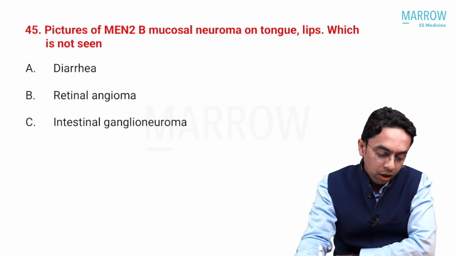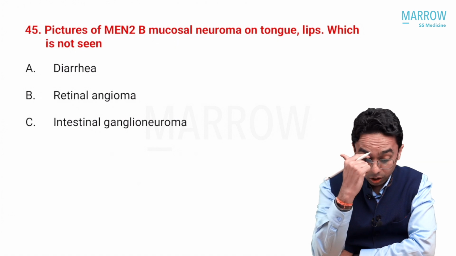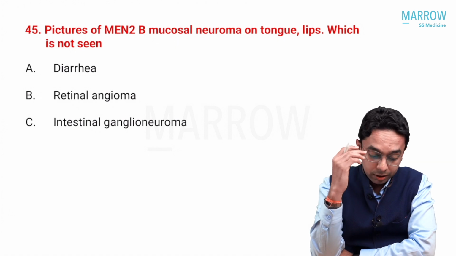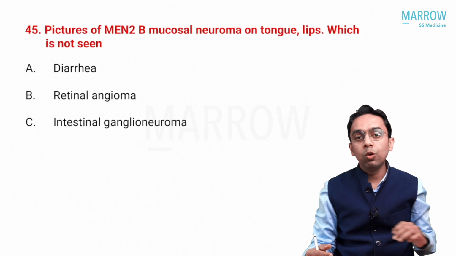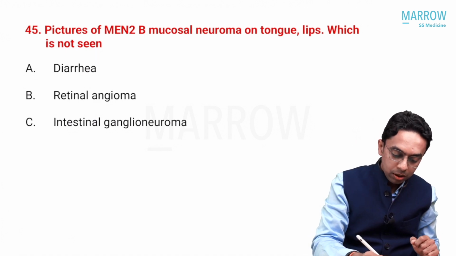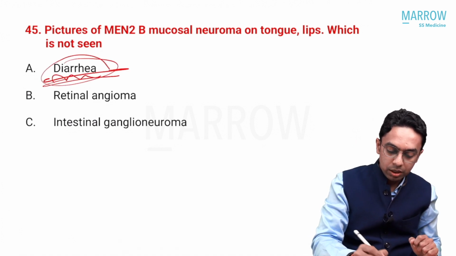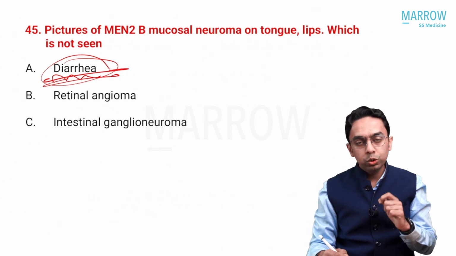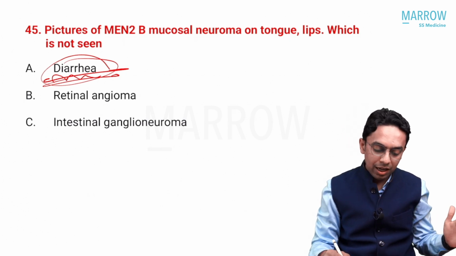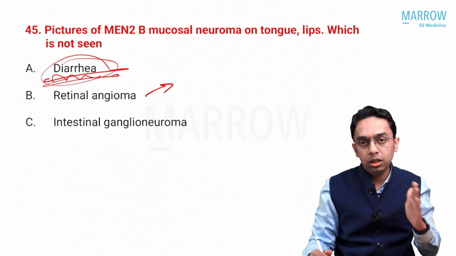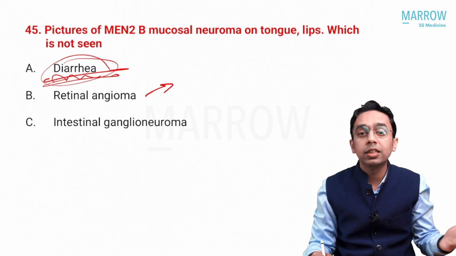Coming to question number 45. There was a picture of what is meant to be mucosal neuroma on the tongue and lip, and which is not seen: diarrhea, retinal angioma, intestinal ganglioneuroma. We don't have the exact question here, but probably the answer is diarrhea, because these patients have megacolon. They usually have constipation, not diarrhea. Retinal angioma are basically associated more with VHL.